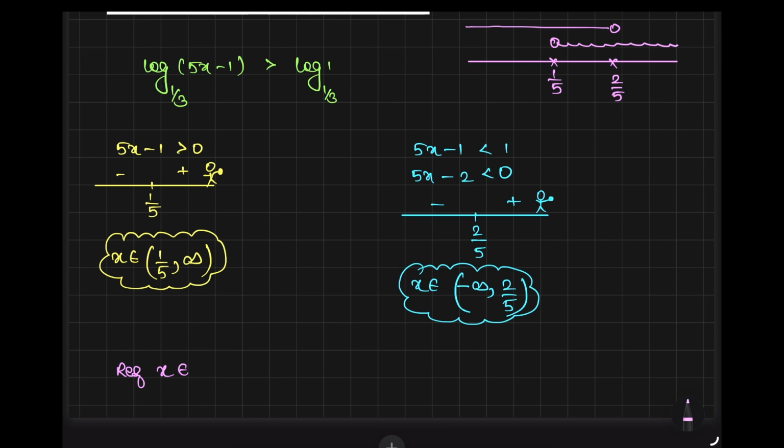So there are 3 rooms. For intersection you will consider only those rooms in which both persons stay. Do you think this is the room? No, it is the room in which only one person stays, that is blue. Do you think this is the room? Yes, it is the room in which both yellow and blue stay. So we will consider this room. So it is 1 by 5 to 2 by 5, both open, because both sides have open brackets. Now do you think we should consider this room? No. In this room only yellow is present. So the required value of x is this.